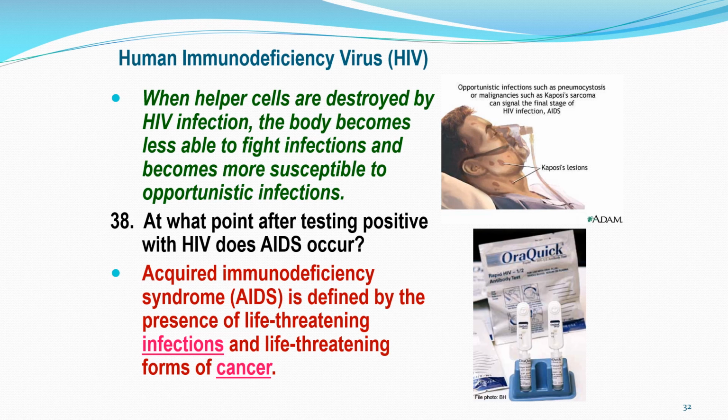Like most things, prevention is what we want. But if we can't prevent it and someone comes in infected with the disease, the earlier we can catch things like HIV or breast cancer or prostate cancer, the sooner we can start treatment and we can lessen the chances of them having acquired immunodeficiency syndrome, which means we want to find out early if you're positive for HIV so that we can get you on a treatment to prevent you from having these life-threatening infections or forms of cancer.